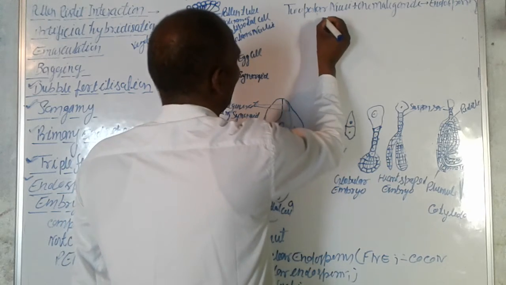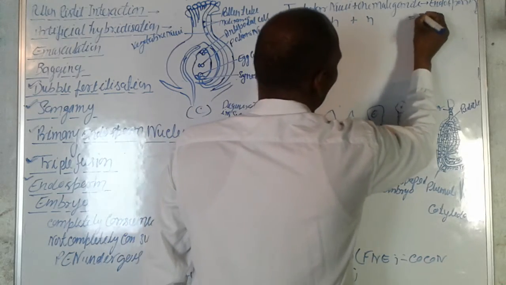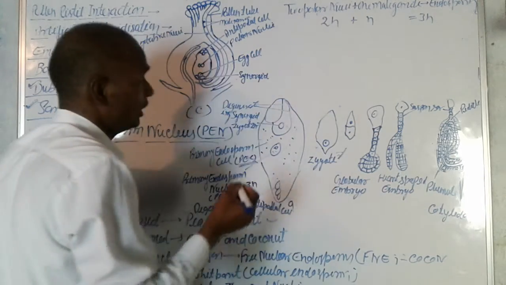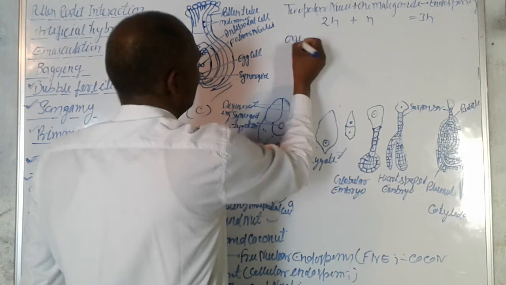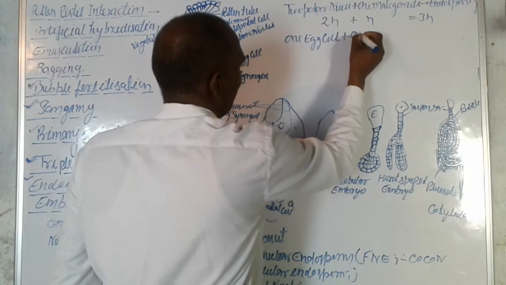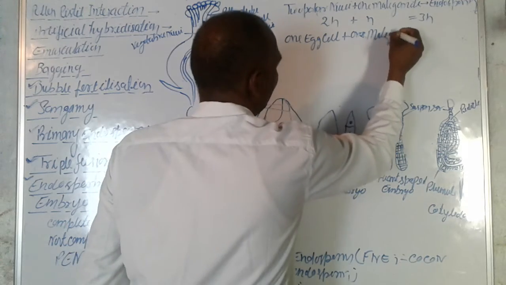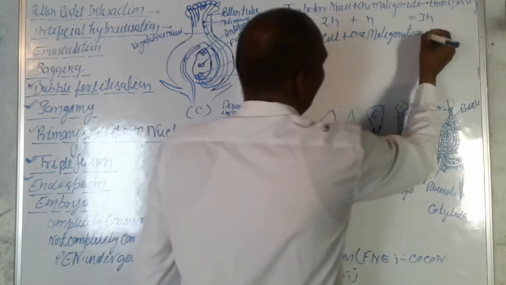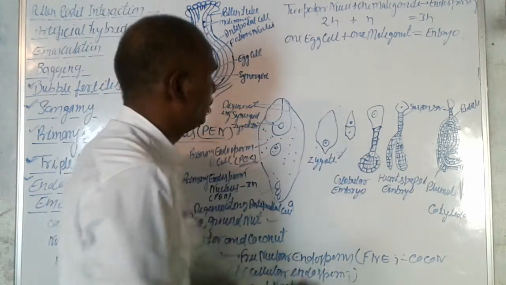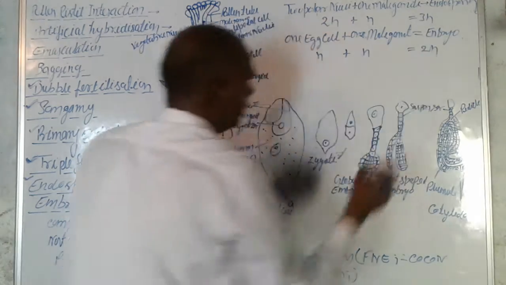2 polar nuclei, 2n, plus 1 male gamete, n, is equal to 3n. Endosperm is 3n. And 1 egg cell plus 1 male gamete, they make the embryo after the zygote. So these are n plus n, which is equal to 2n.